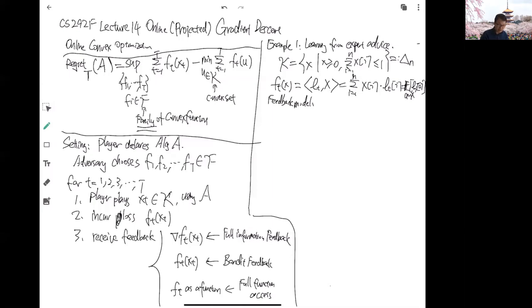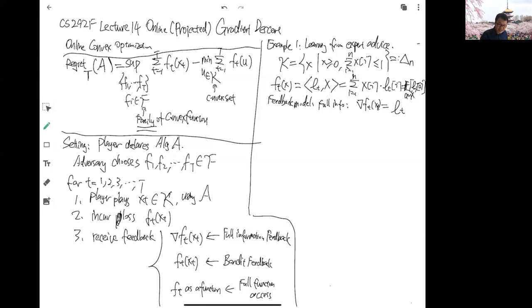So in that case, you do receive the full information. Full feedback will be the gradient of f_t(x), and that will be simply L_t, right? So notice that in this case, the full information feedback has no difference to the full function access. Okay, so that's one instance where it makes sense to think about why observing the gradient at this particular location is actually all of the information that's available to you.